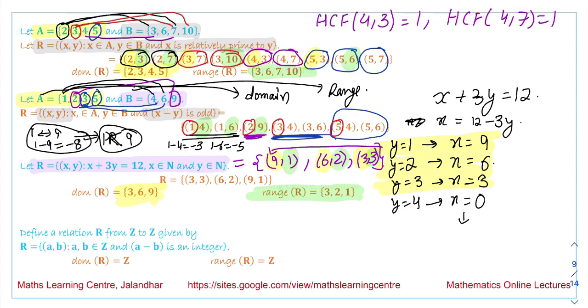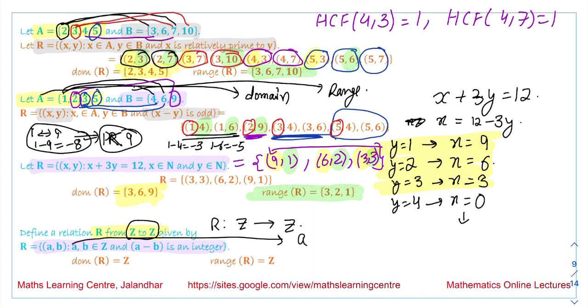Next, define a relation R from Z to Z. It is given that R is a relation defined from Z to Z, given by (a, b) such that a minus b is an integer. We have to write the domain and range of this relation. So if we take any two integers, we have to write the relation between these two. So we have to take an integer.